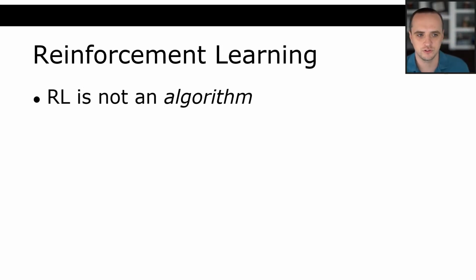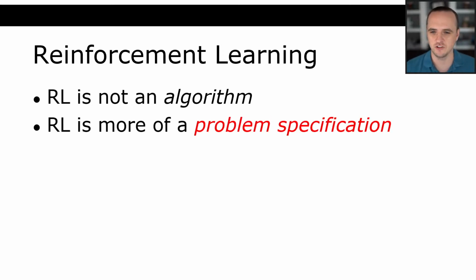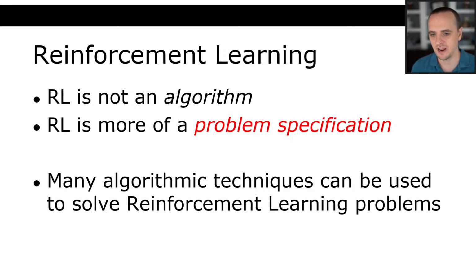So first and foremost, reinforcement learning as a concept is not an algorithm. It is not a specific algorithm. My way of looking at reinforcement learning is that it is more of a problem specification. Many different algorithmic techniques can be used to solve reinforcement learning problems, but an RL problem is a way of framing the type of optimization that you want to do. And we'll see that as we go into the details of reinforcement learning.